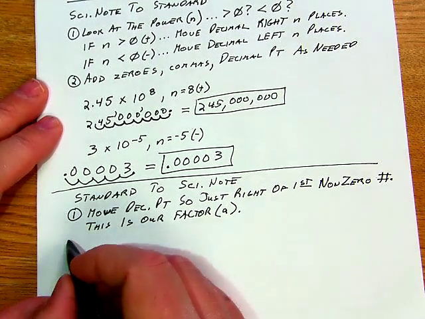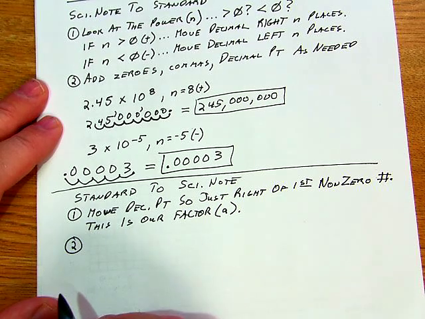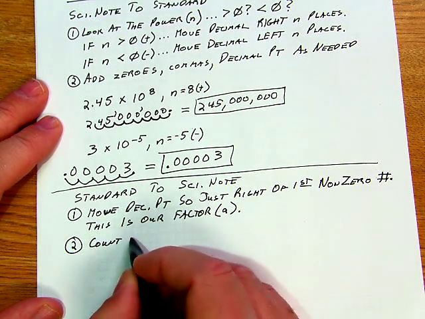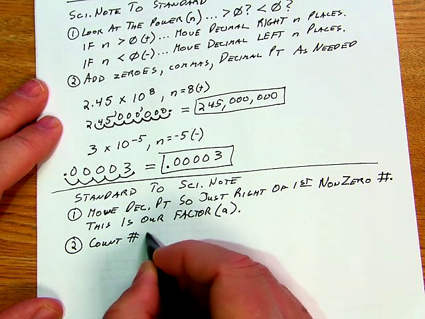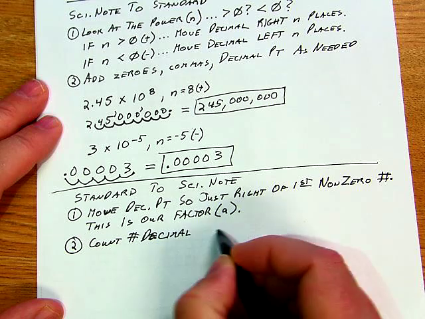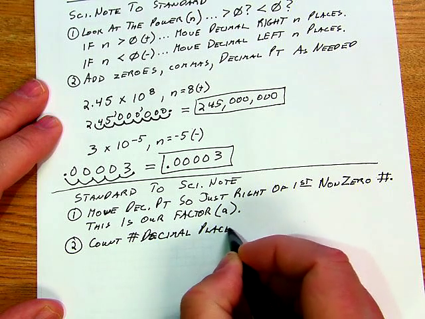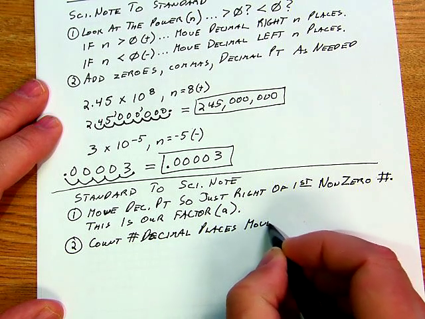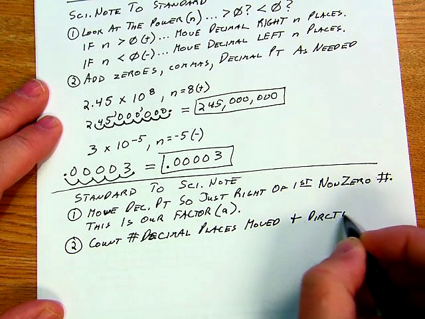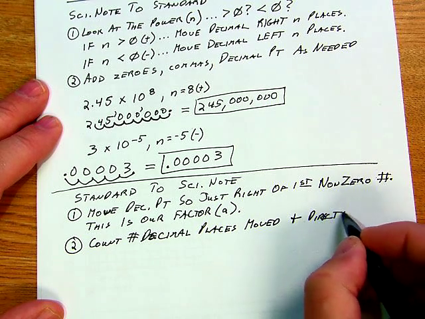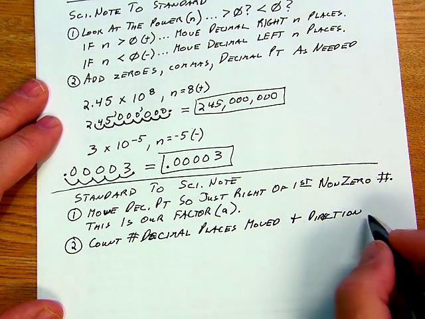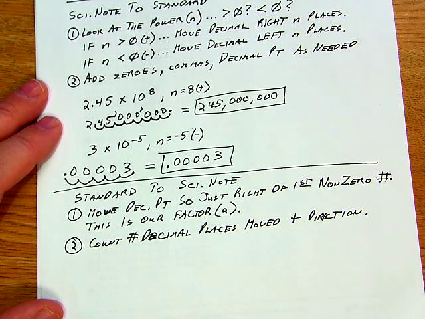Then the second rule is count how far you moved. The number of decimal places moved, and your direction, left to right. Direction, left to right. Okay?